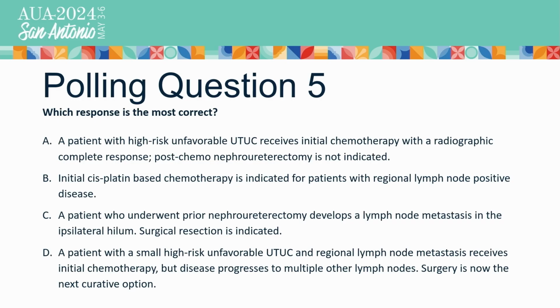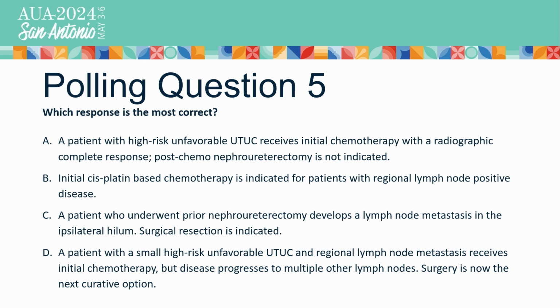Okay, number 5. A patient with high-risk, unfavorable UTUC receives initial chemotherapy with a radiographic complete response. Which of these is the most correct? A, post-chemo nephroureterectomy is not indicated. B, initial cisplatin-based chemotherapy is indicated for patients with regional lymph node positive disease.